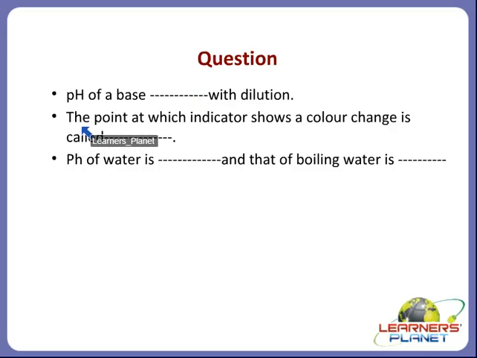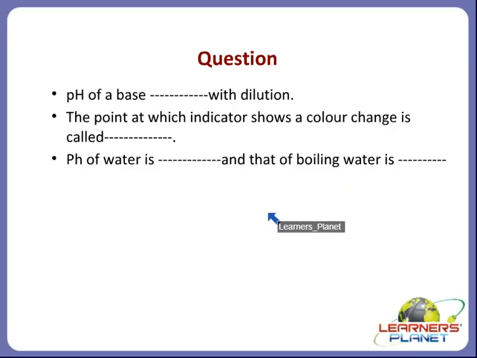Our next question was, the point at which an indicator shows a color change is called the end point. This question also I discussed. Now the third question, that is, pH of water is dash and that of boiling water is dash.